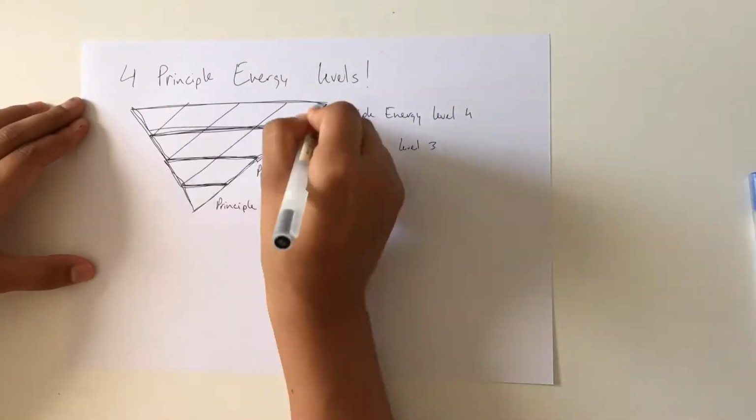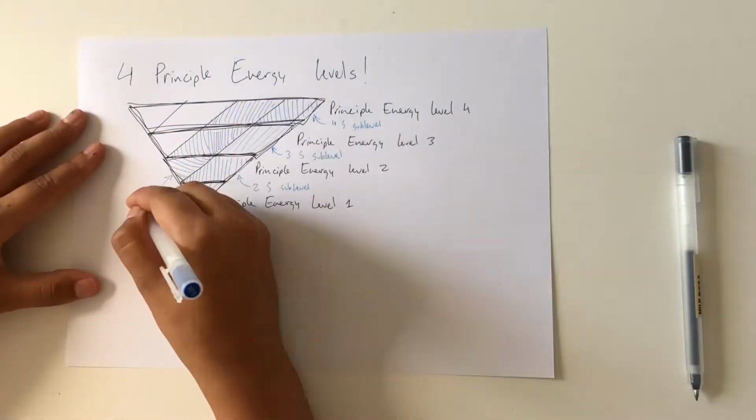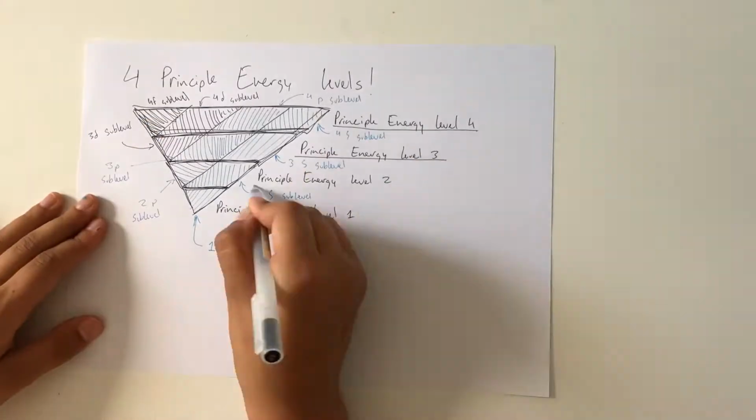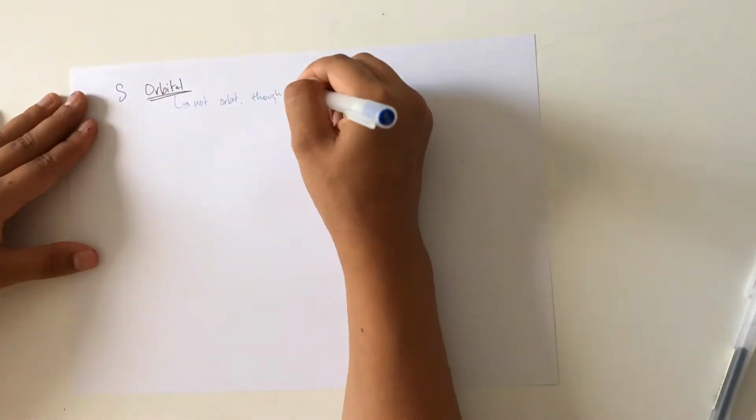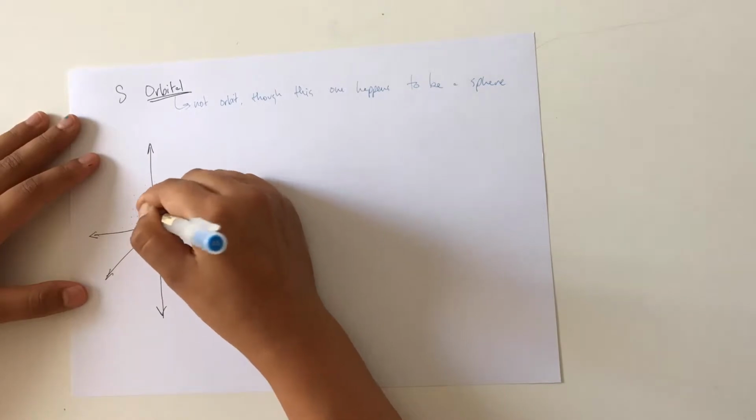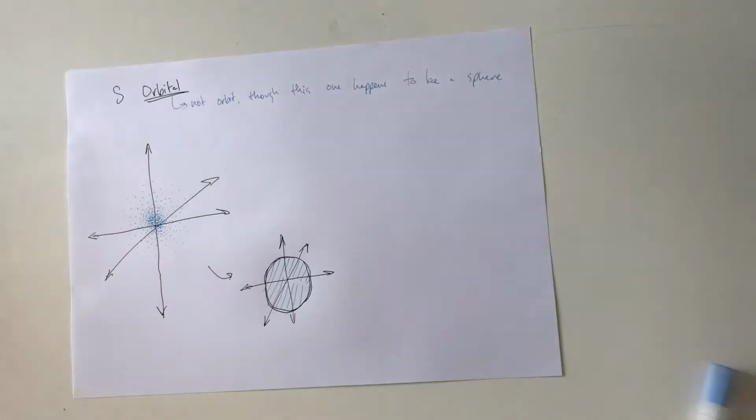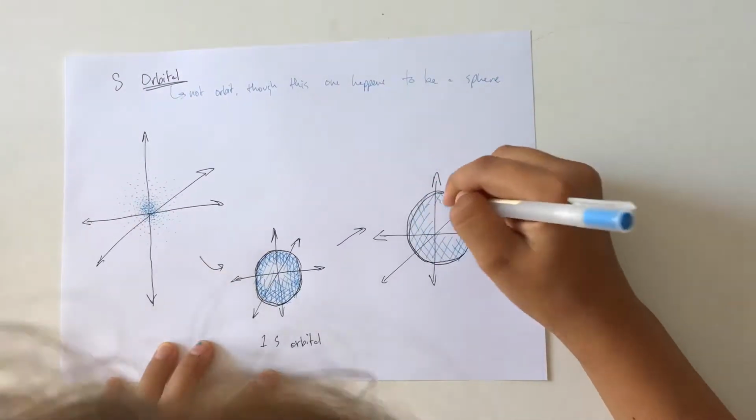So in modern atomic theory, we have 4 principal energy levels, and they each have a certain number of sublevels. As you can see, there's 1 sublevel for level 1, 2 for principal energy level 2, 3 for principal energy level 3, and so on and so forth. The first sublevel is called the s level, and principal energy level 1 has this as its only sublevel, but principal energy levels 2, 3, and 4 each have an s sublevel, and they all look like these spheres.